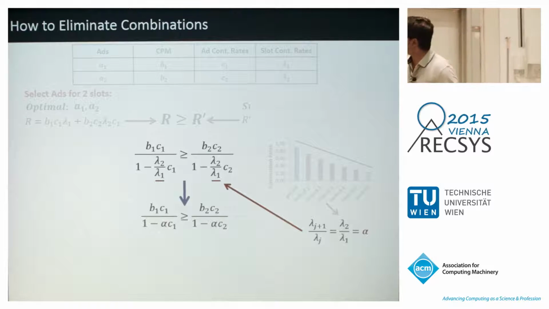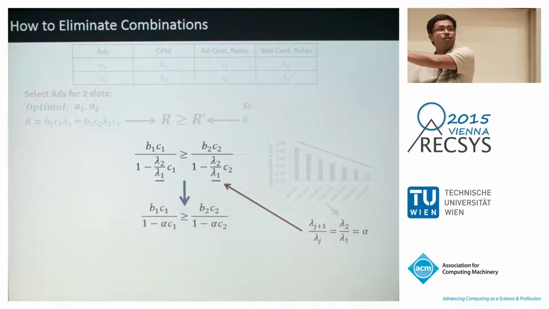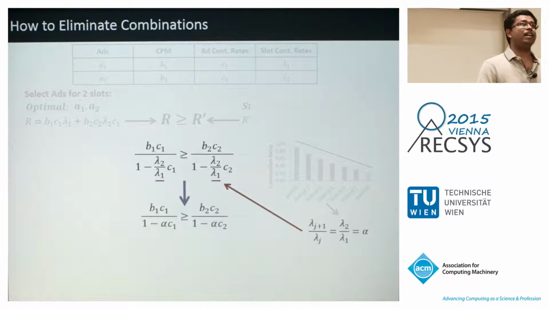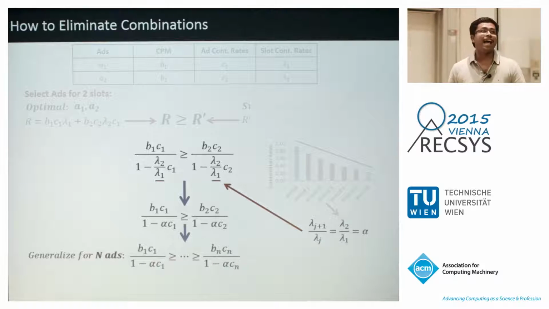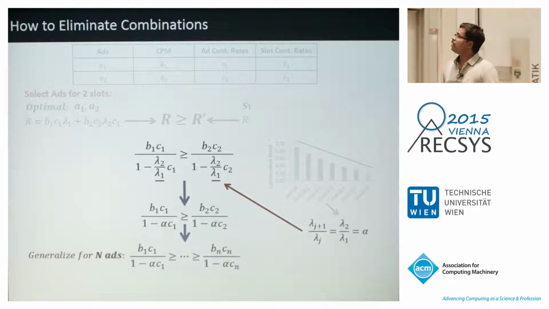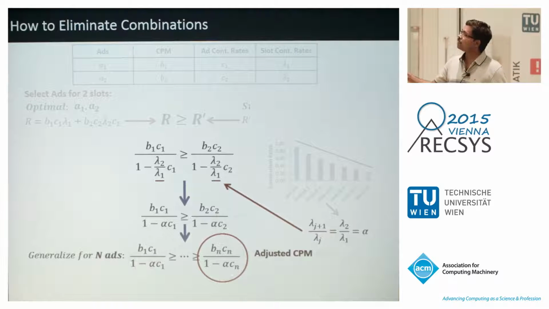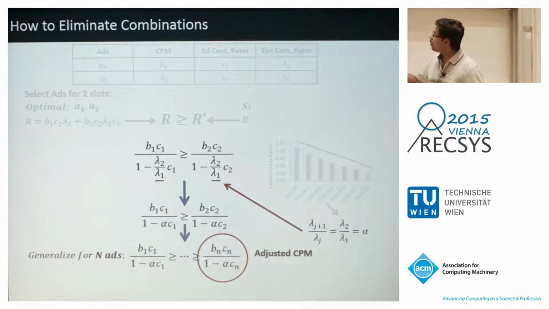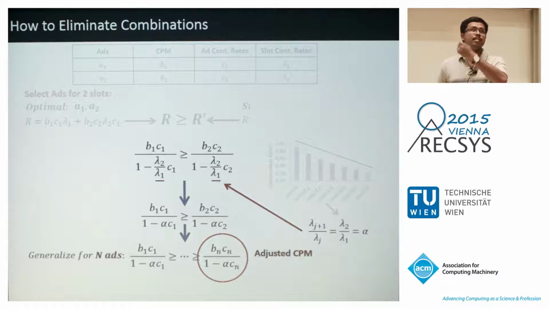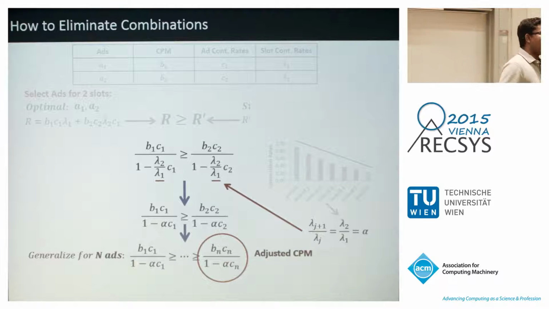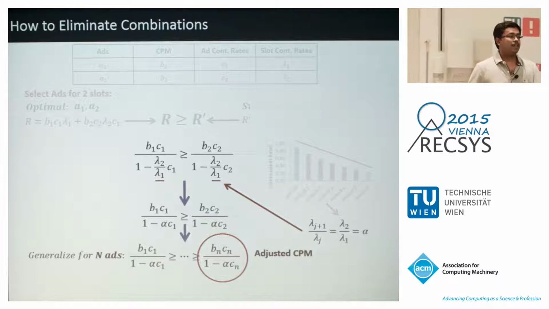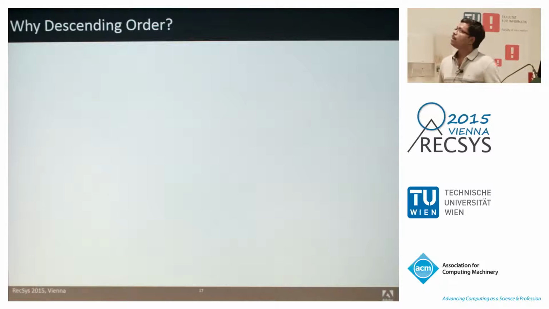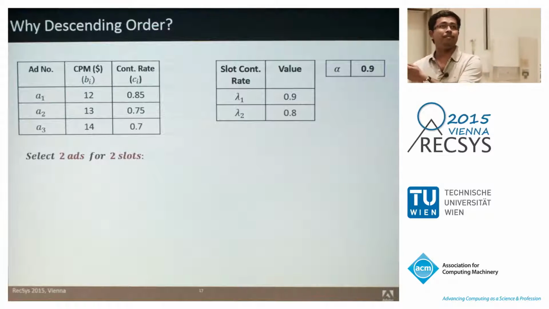So now you can see that everything over here is confined to ad 1, and everything over here is confined to ad 2. So the way it helps is now we can generalize it. We can extend it to N ads. And once I extend it, I define this particular thing as adjusted CPM. It's called adjusted CPM because it has the price, but it also has the quality measure built into it. So this is what we use as the combined measure of price and quality. Okay? Now the question is, why is this decreasing order helping us? Right? So let's look at examples with real numbers.